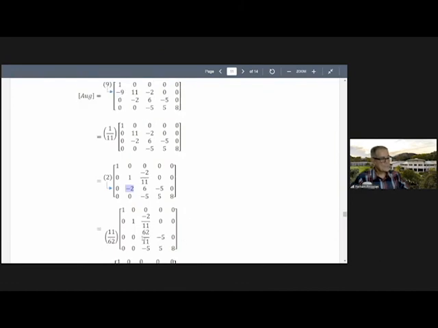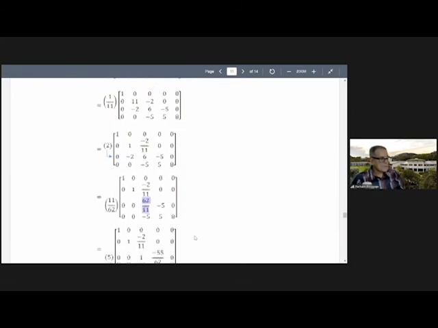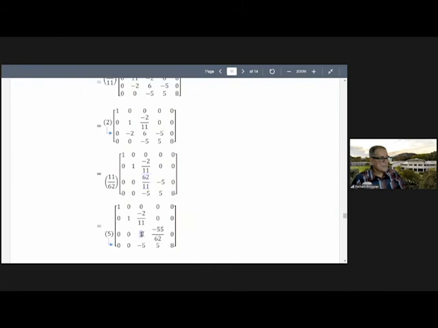Next step is to make this one 1, normalize. Multiply by the inverse of this, 11 over 62. Multiply this row by this number, makes this 1. Everything else remains the same. This row 1 and row 2 remain the same. Last row remains the same as what you see here.